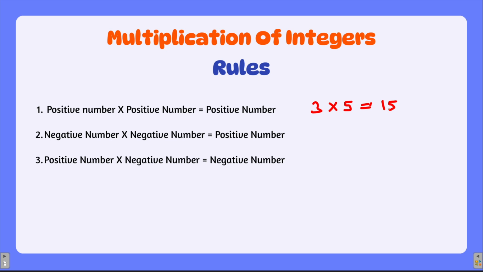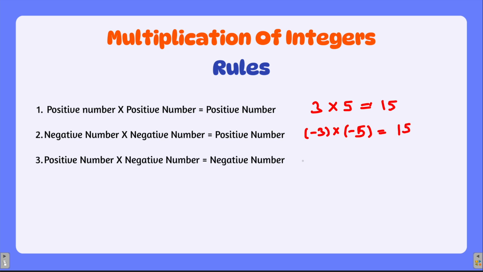Now, the second rule says that if we multiply two negative integers, we get a positive integer again. Like if I multiply minus 3 with minus 5, I will get 15 again, a positive integer.